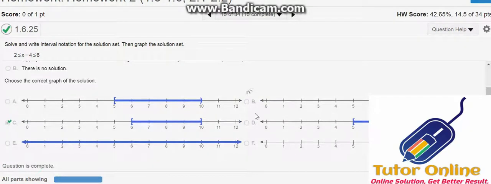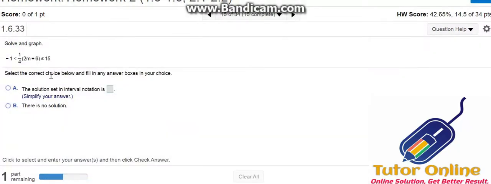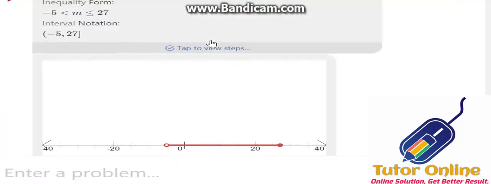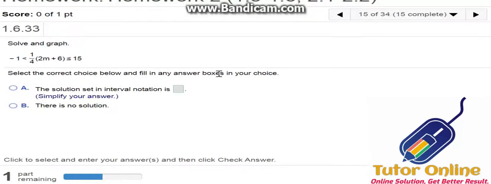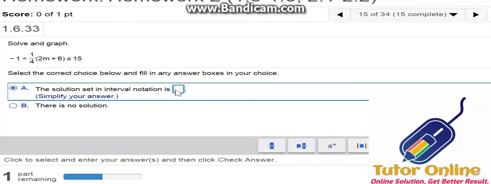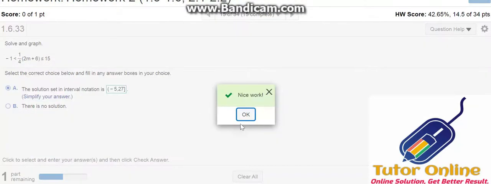Thank you. Our next question is solve and graph: minus 1 is less than 1 by 4 into 20 plus 6 less than or equal to 50. So let's go. If we solve for m, then the new inequality will be minus 5 is less than m is less than or equal to 27. So it will be minus 5 to 27. The graph will not include minus 5. So our interval notation will have an open bracket at minus 5 and a close bracket at 27. So let's check. Yeah, nice work. Thank you.